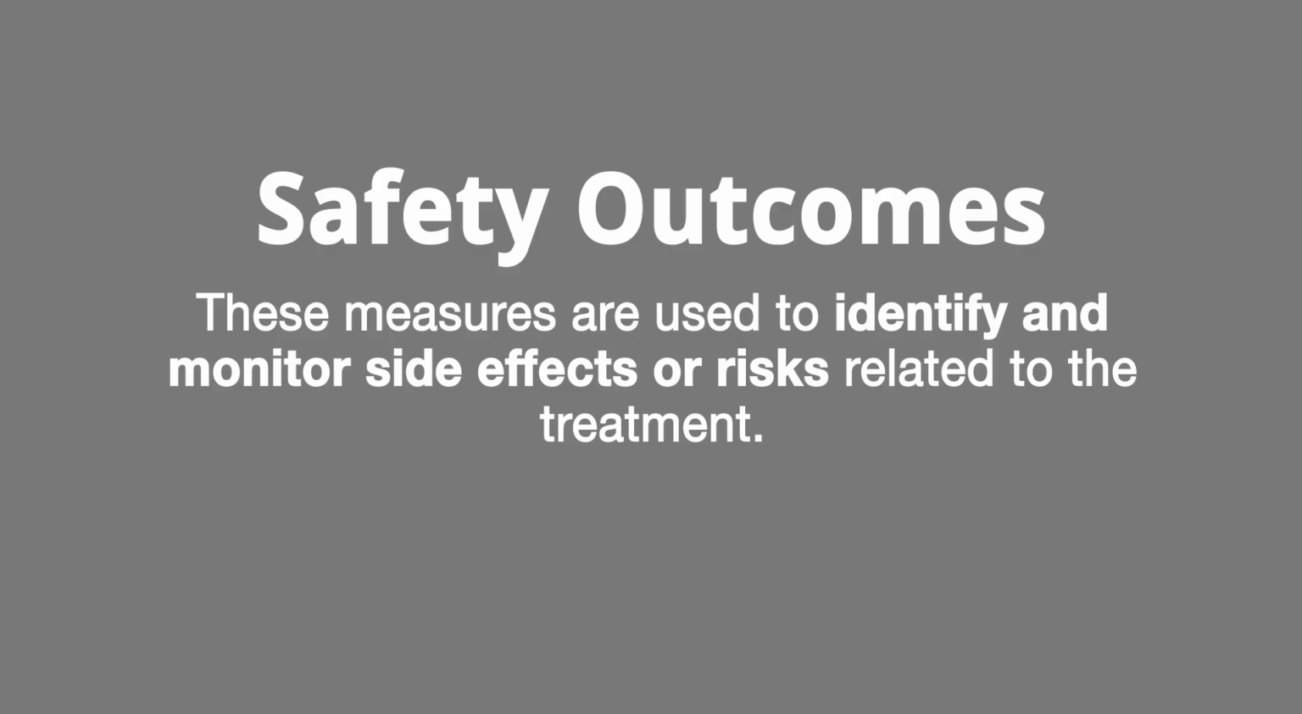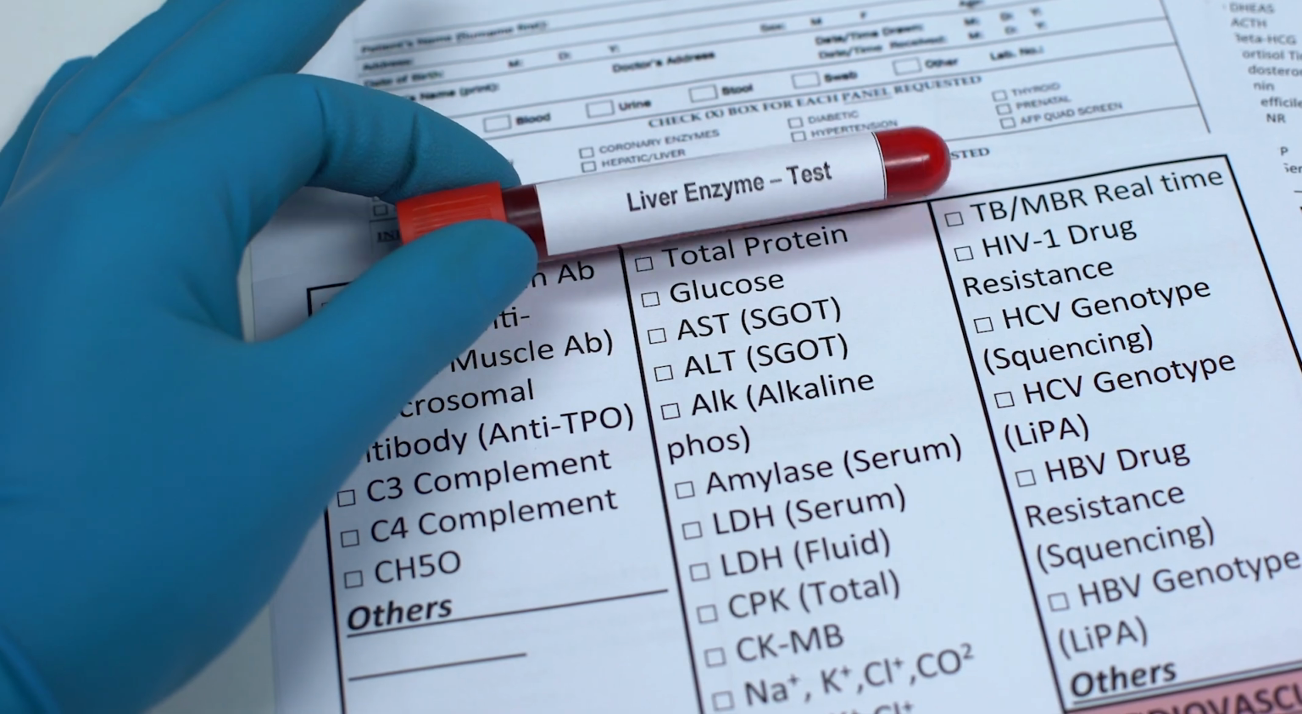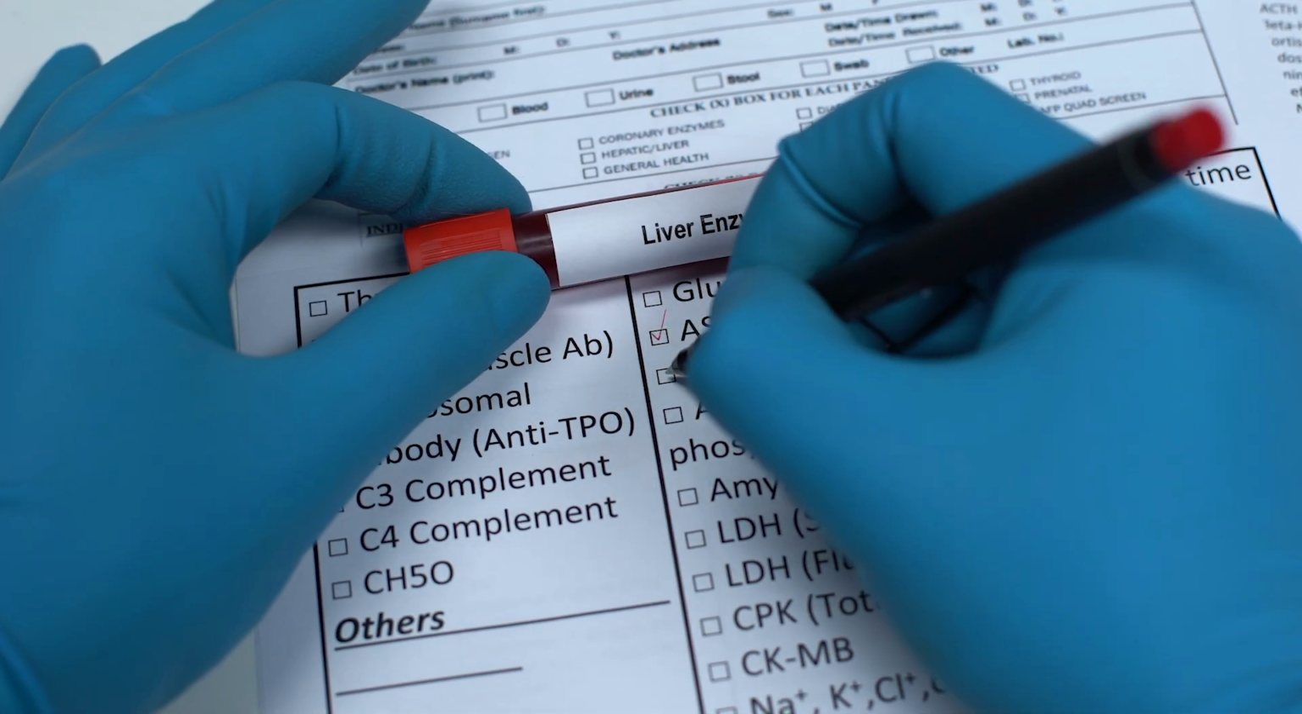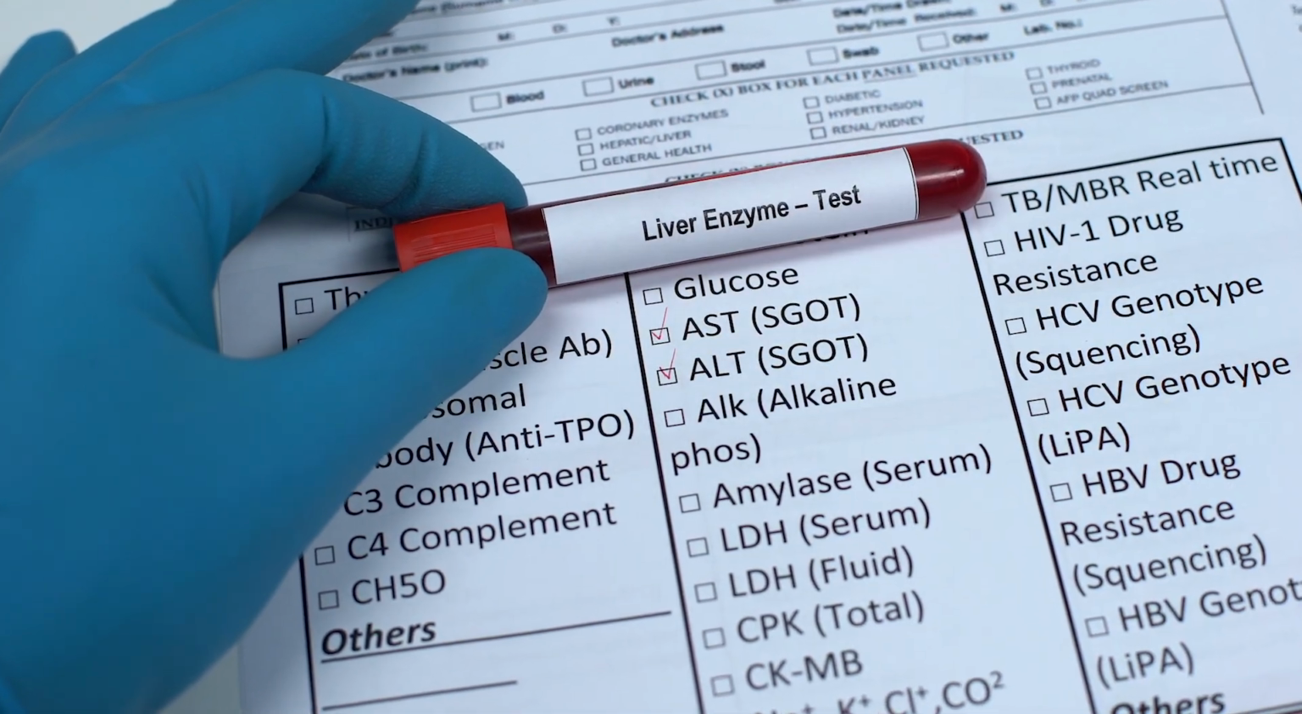Next is safety outcomes. These measures are used to identify and monitor side effects or risks related to the treatment. For example, in a statin trial, monitoring for elevated liver enzymes serves as a safety outcome.